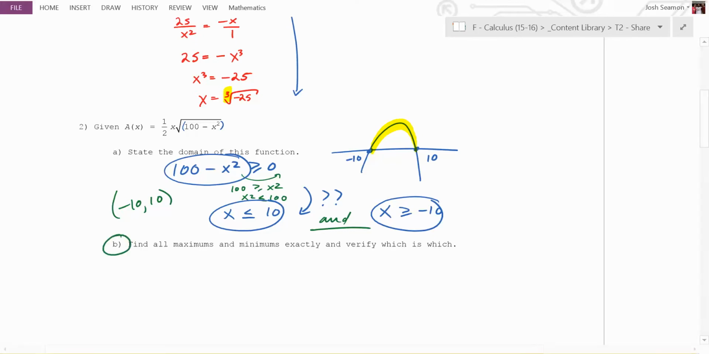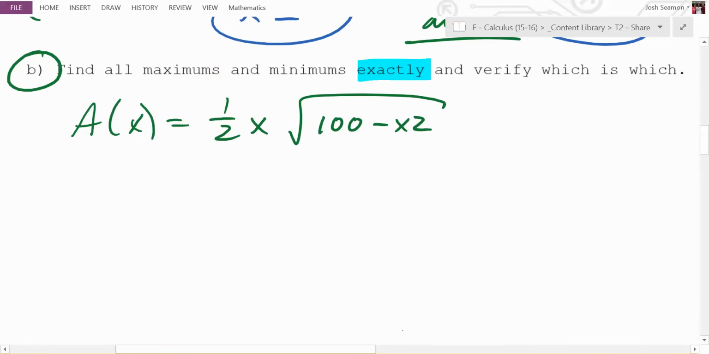How do you go about doing B? You need to do first. Take the derivative. Everybody stand up, okay? Everybody stand up. Here we go. So, take the derivative.